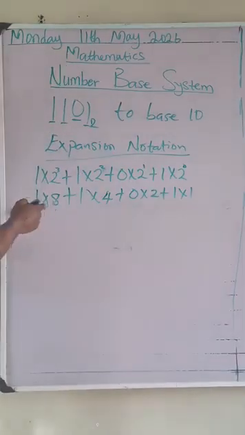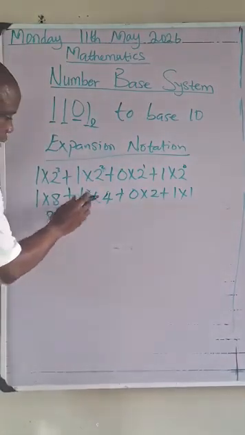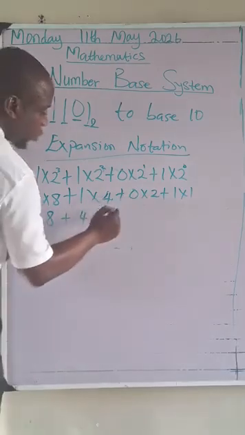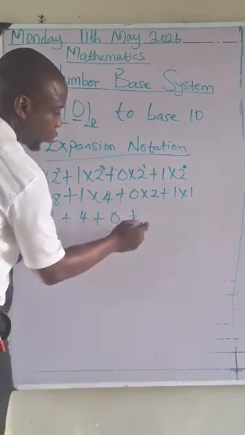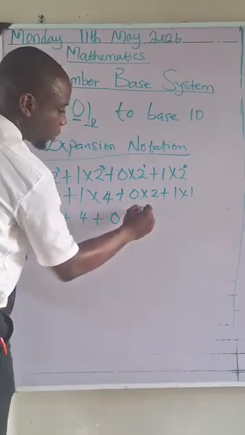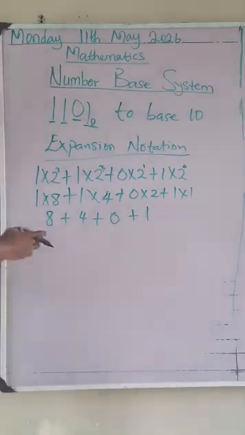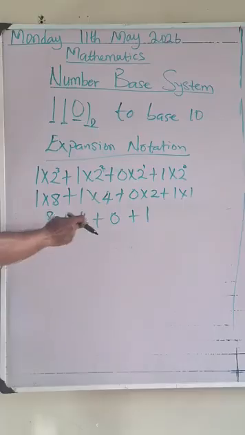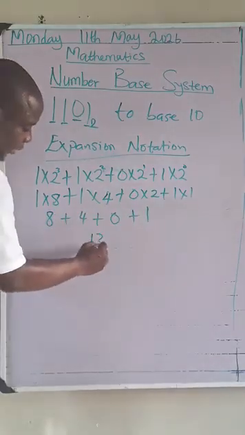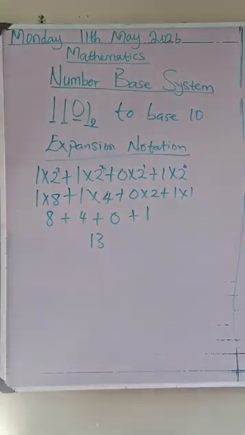Okay? So what becomes, this time it becomes what? 8. Plus this time it becomes what? 4. Plus this time it becomes what? 0. You can cross it, but then let's follow up so you don't make mistake. This time it becomes what? 1. Okay, so after we should do what? Add everything together. This plus this is equals to what? 13. Please, this is not your final answer, but you are done.